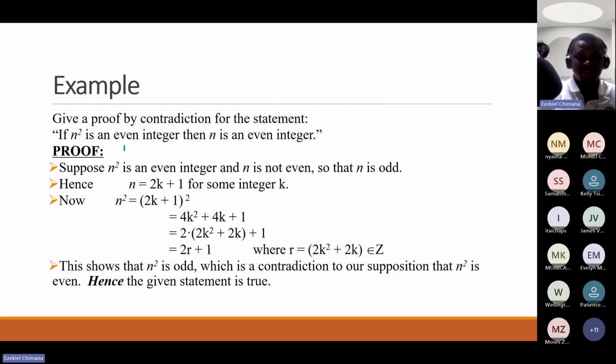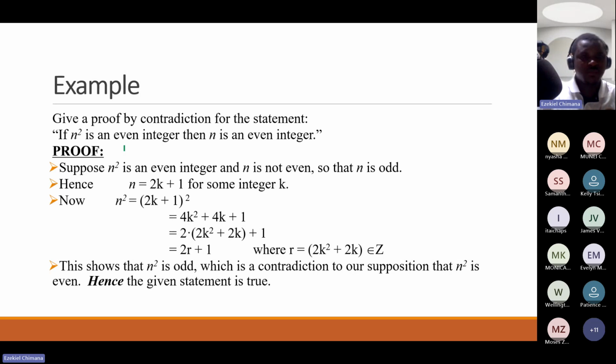So we give a supposition. That's the first thing. We suppose that n squared is an even integer. But n is not what? It's not even, which means that n is odd. We are now negating the result.